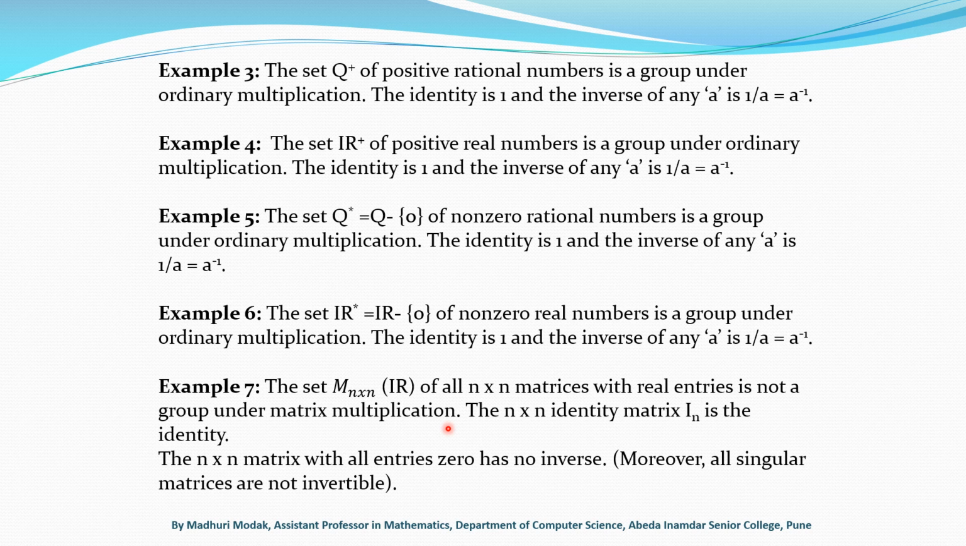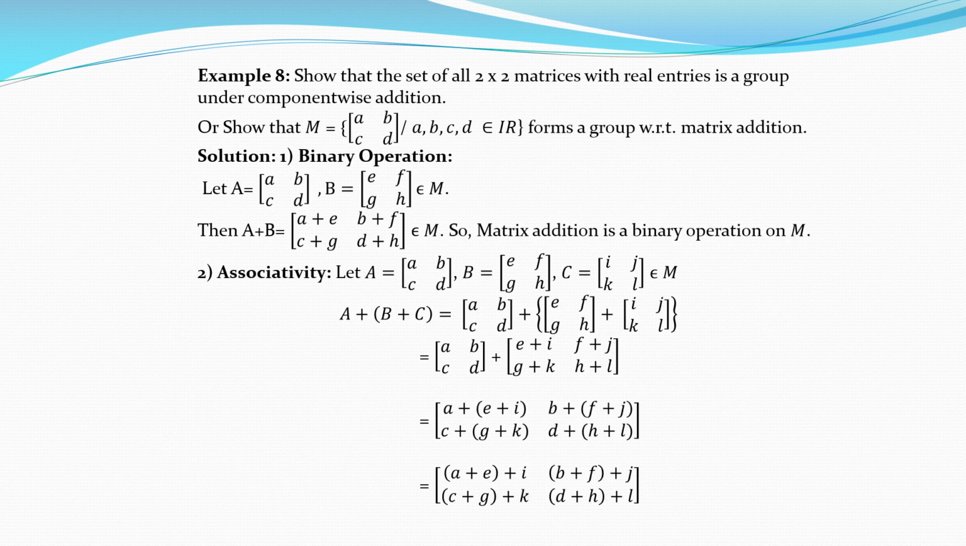But every matrix does not have an inverse. Inverse exists only if it is a non-singular matrix. That means the determinant is not equal to 0. So there are some n by n matrices without inverse. For example, if I consider any 0 matrix, then its determinant is 0. So it doesn't have an inverse. Hence, M n by n R, that is the set of all n by n matrices with real entries, does not form a group with respect to matrix multiplication because the property of inverse fails here.